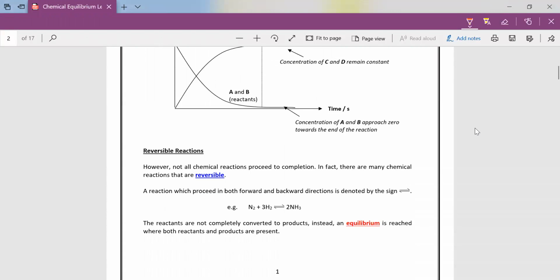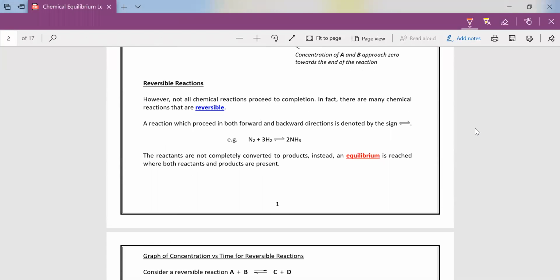So now we come to the reversible reactions. Reversible reactions are reactions that do not proceed to completion. In fact, there are many reactions that are reversible. A reversible reaction is denoted by this sign over here. We call it the equilibrium arrow.